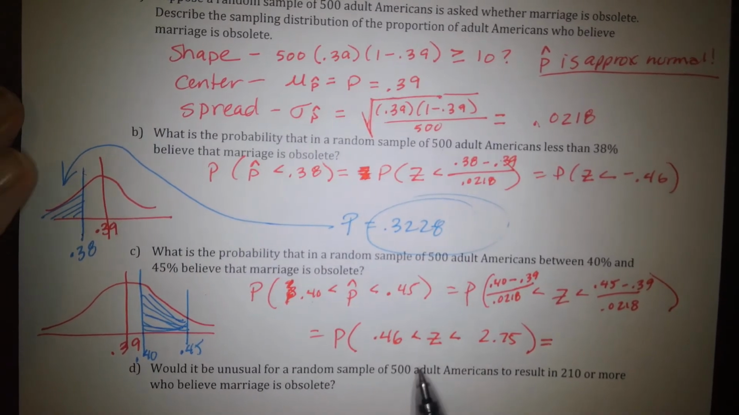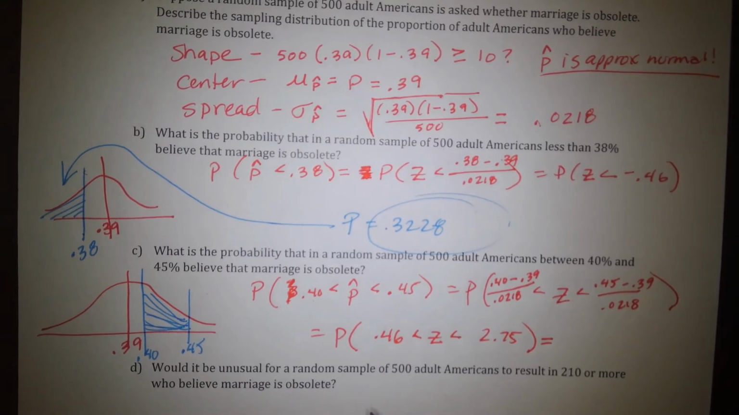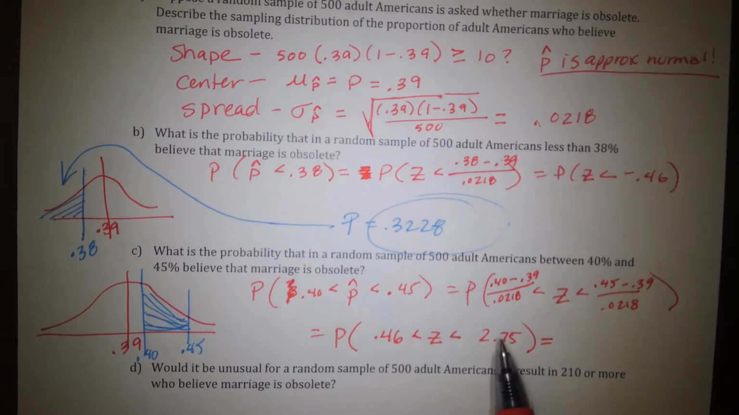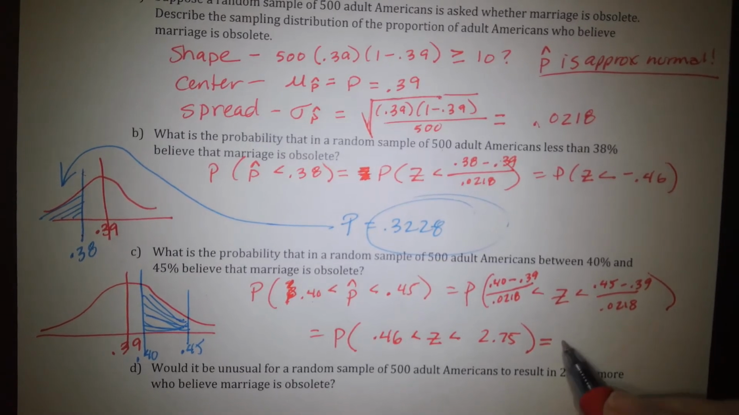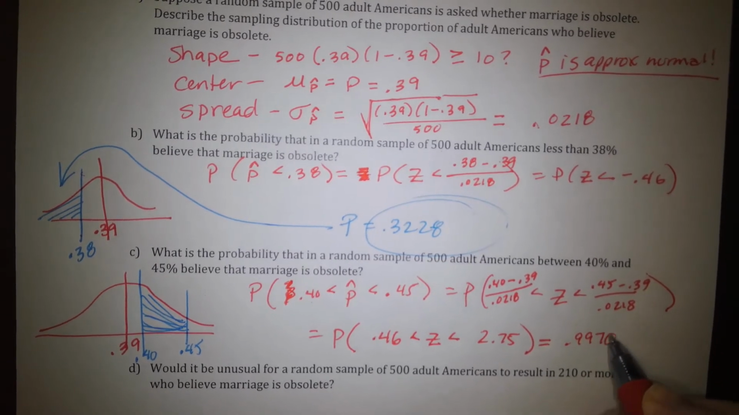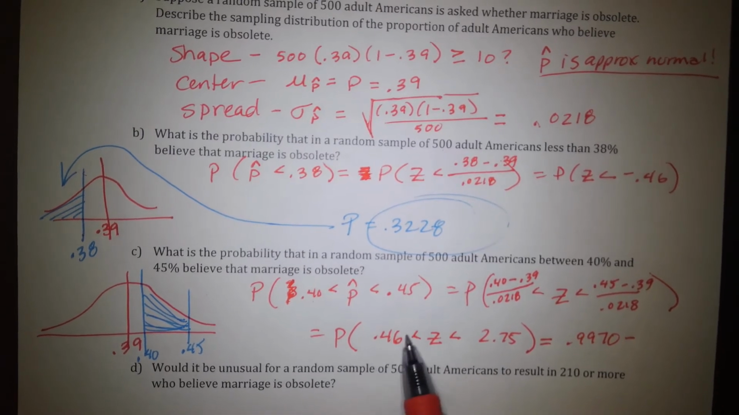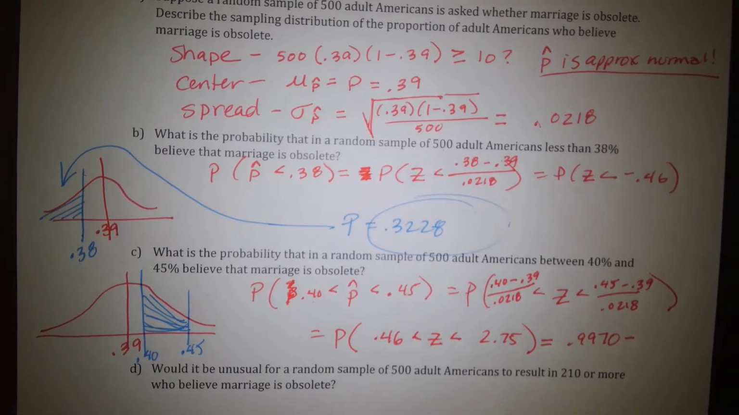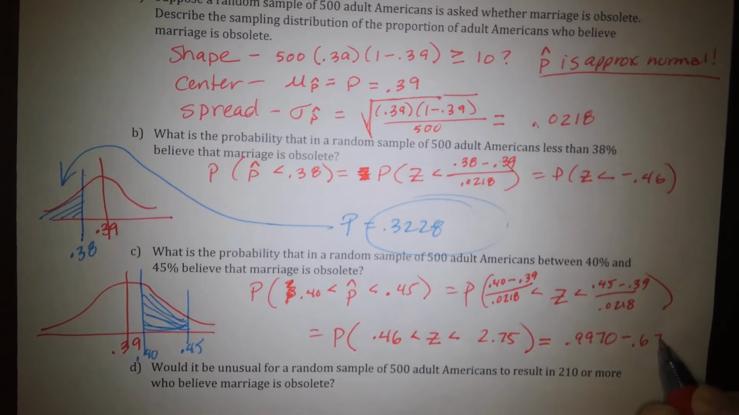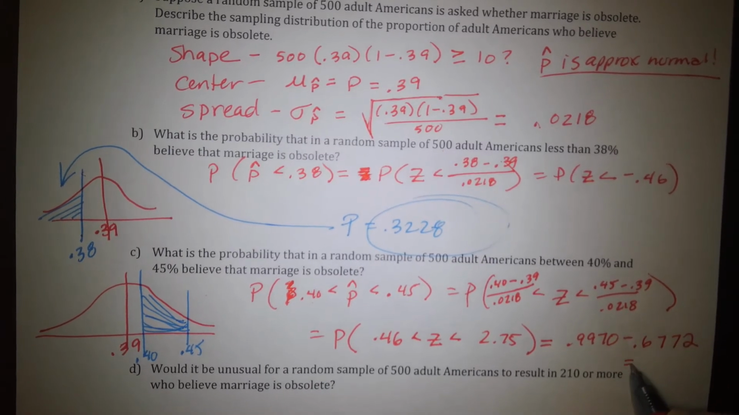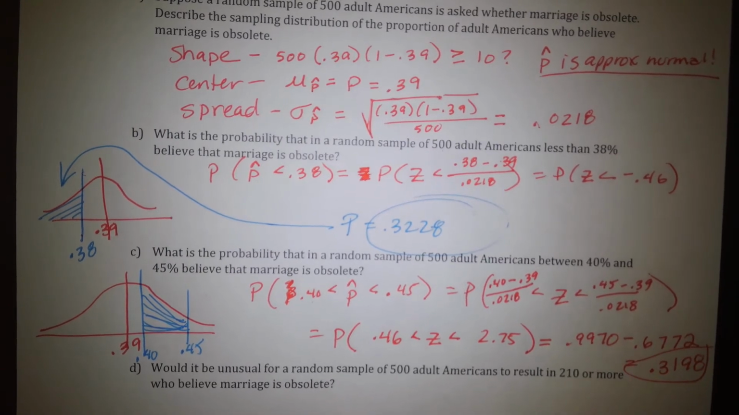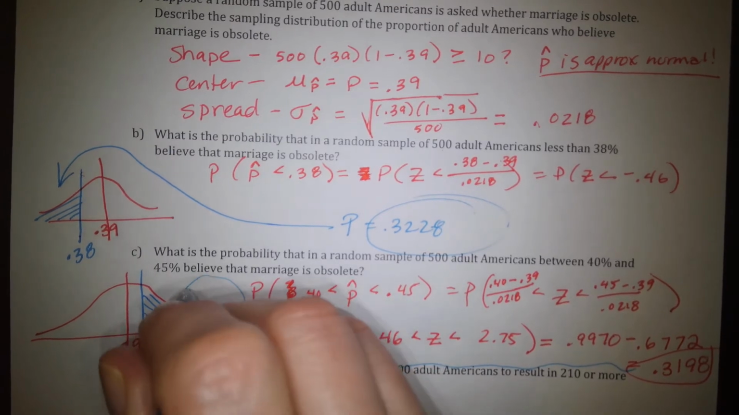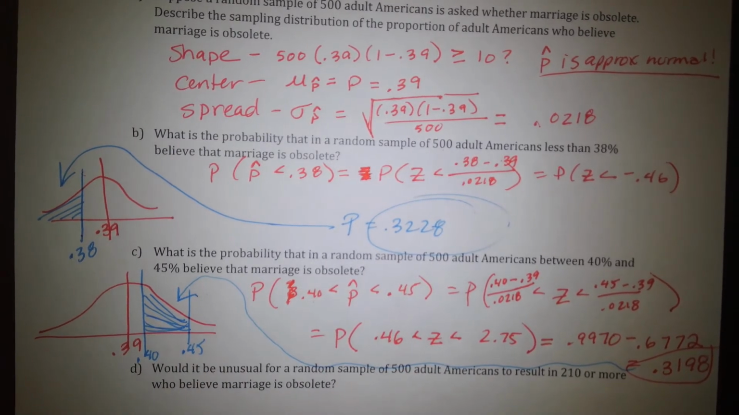So I look up those two z-scores in my table, and I find two different probabilities. The probability of the bigger z-score is 0.9970. The probability of the smaller z-score is going to be 0.6772. And when I subtract those two probabilities, I get 31.98%. And that's going to be the probability of this blue shaded area right here.